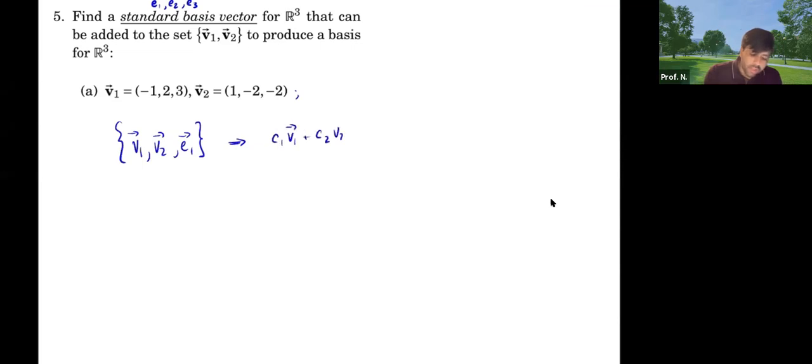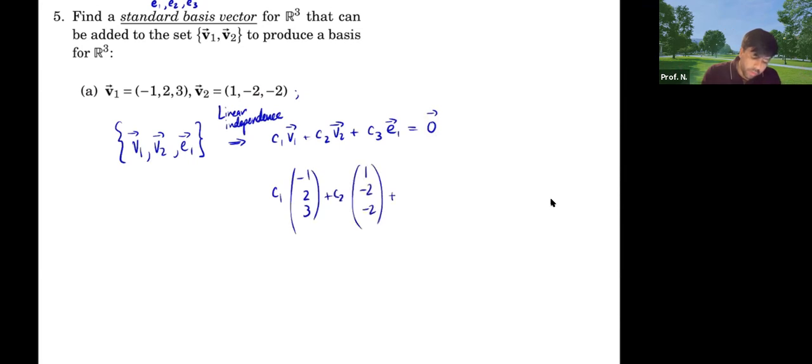A linear combination, guys. This idea of linear combination is essential to this whole test exam. You see how this specific vector is 0. Normally, when we talk about whether something's in the span of another set of vectors, this is a non-zero vector. But in this case, for linear independence, this must be 0. So we're checking. How do we check this? This becomes C1 times (-1, 2, 3), plus C2 times (1, -2, -2), plus C3 times (1, 0, 0).